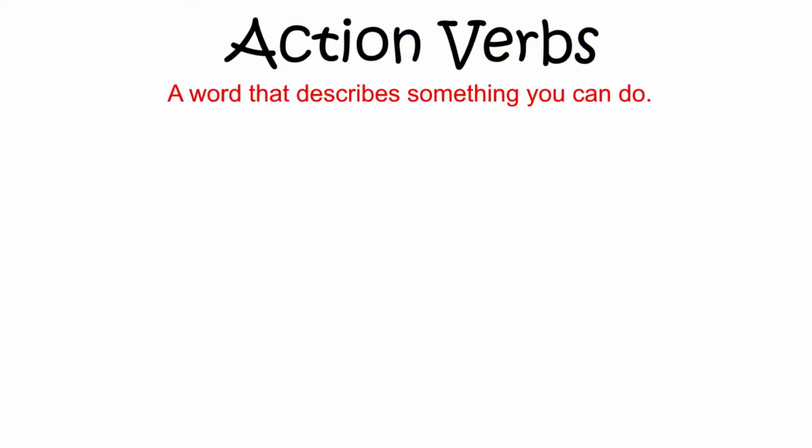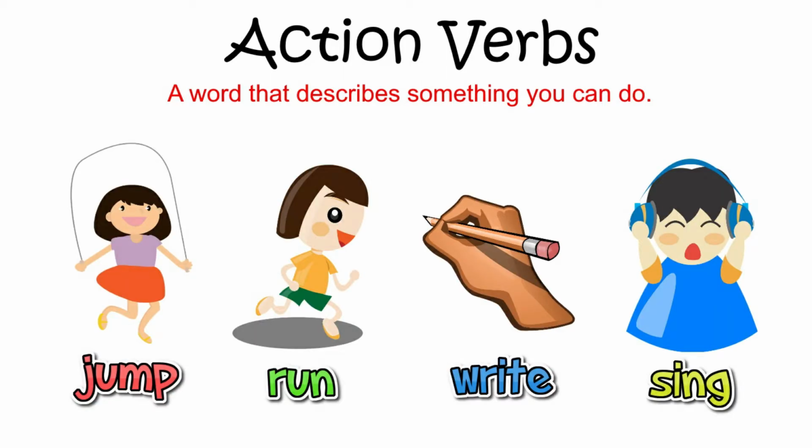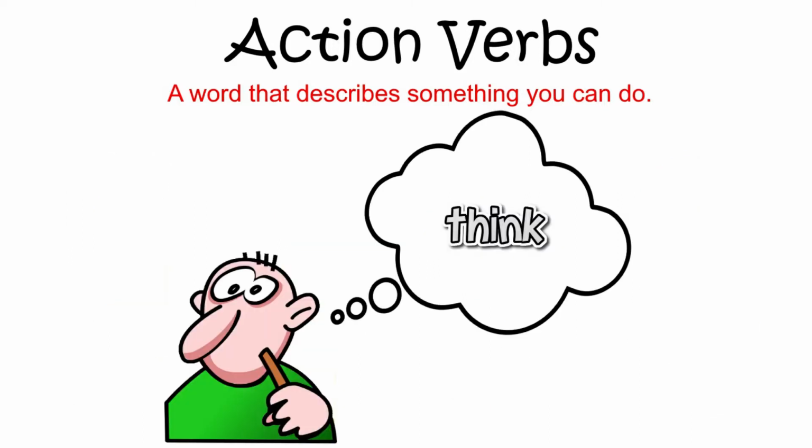An action verb is a word that describes something that can be done. Some examples of action verbs are jump, run, write, and sing. Not all action verbs describe something that can be seen. For example, the action verb think describes something you can do, but nobody can see you think.